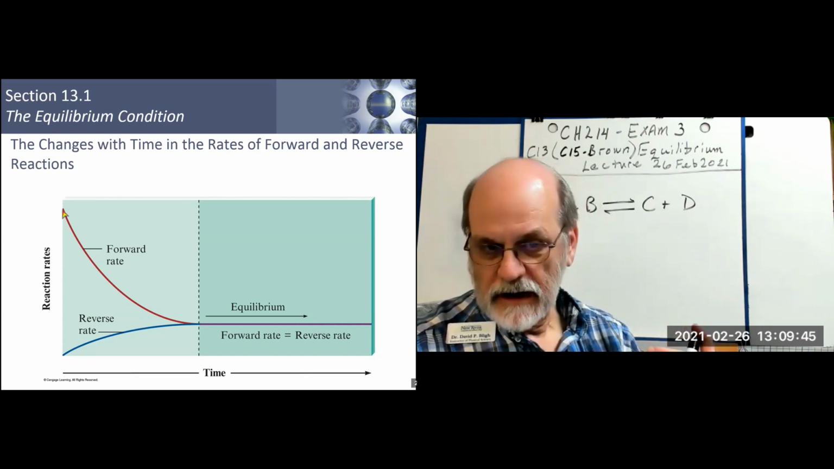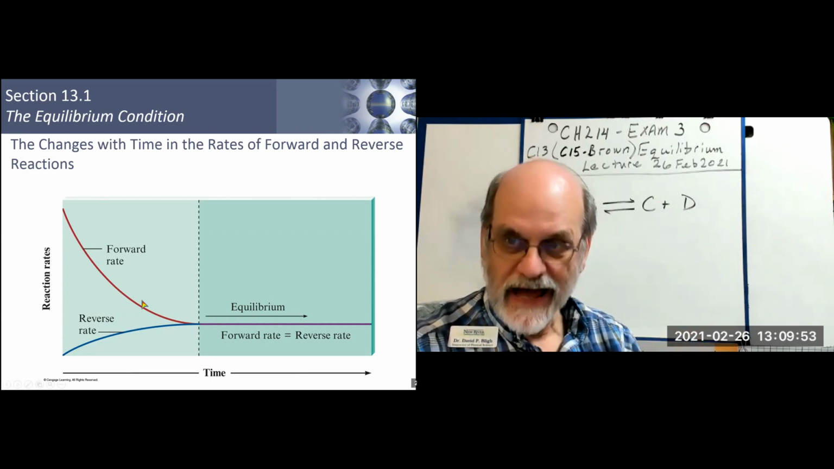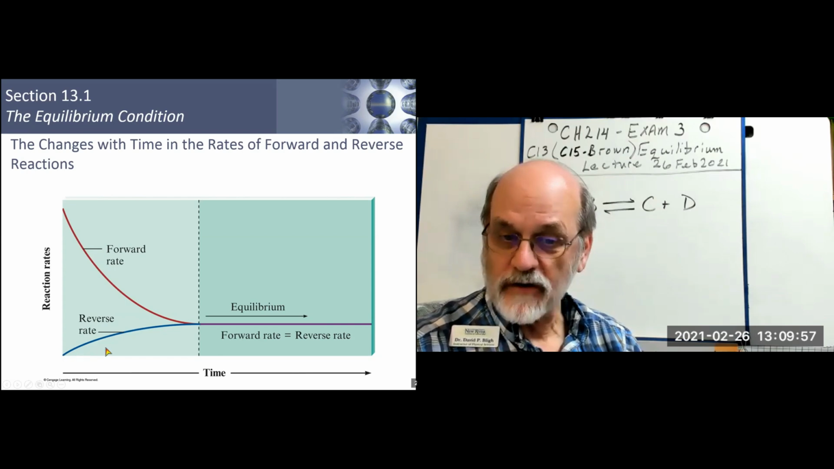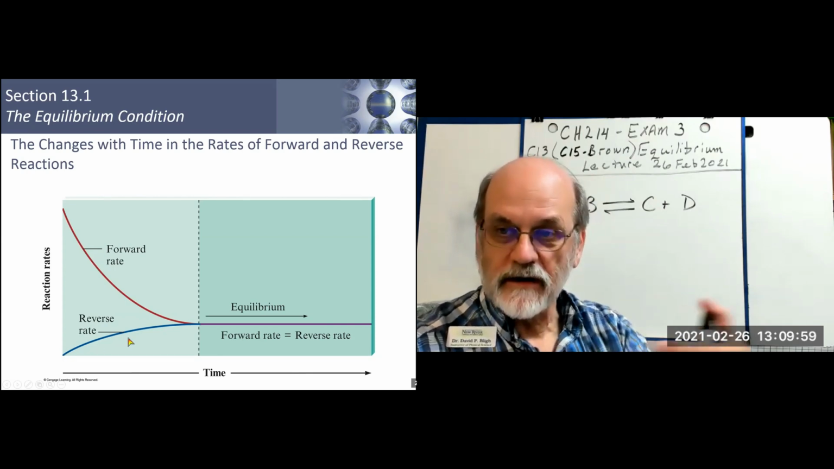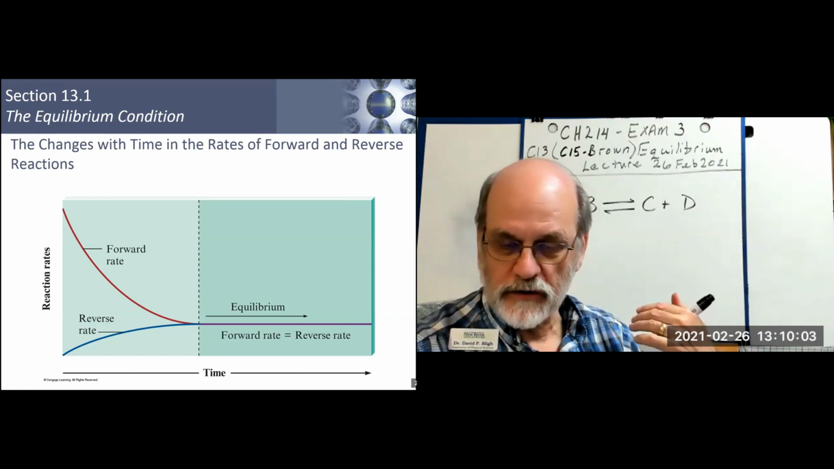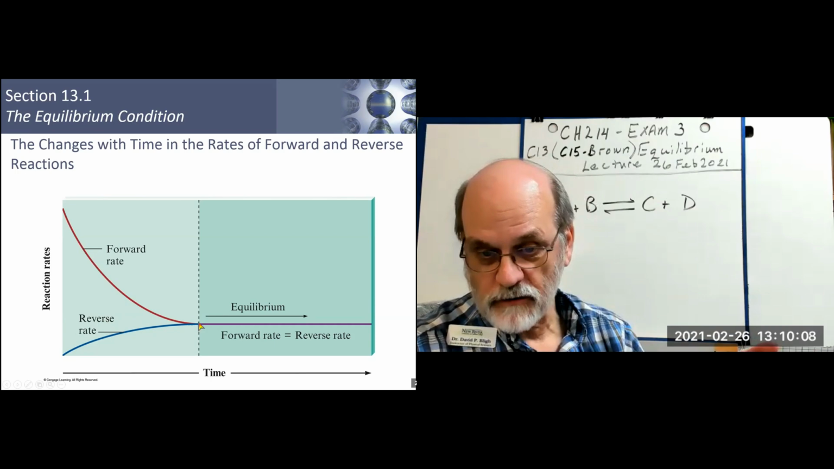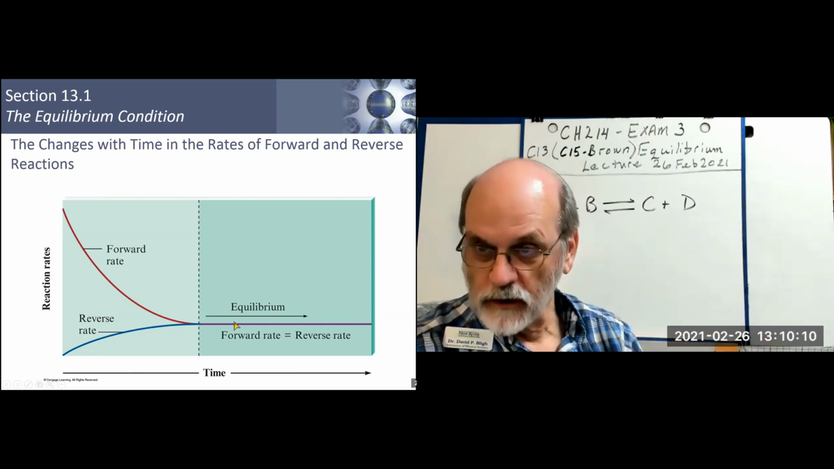So you may start off here and the reaction rate would decrease over time as you deplete the reactant. Whereas the reverse rate would gradually increase as you generate products that are now reacting to return to the reactant side. And where they meet, those 2 reaction rates, where they meet, that's equilibrium.